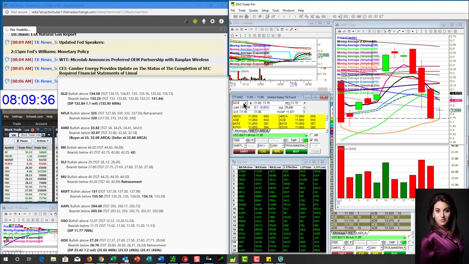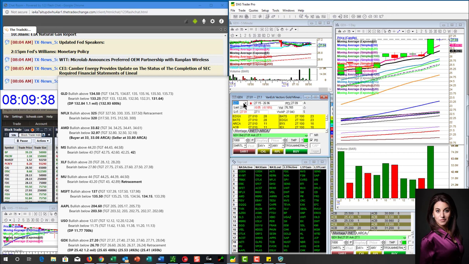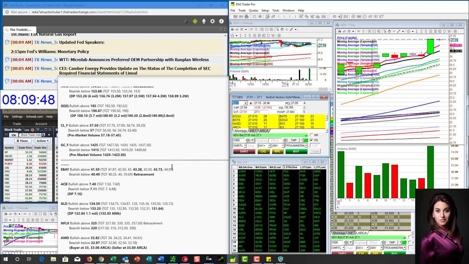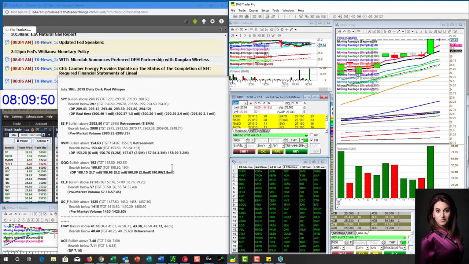And Genie, nice call on the GDX. Whisper this morning. We're going to be bullish above 2720 and bearish below 2670 for a retracement trade. So there you have it. Those are your whispers. If I see anything great today, I will definitely call it out.